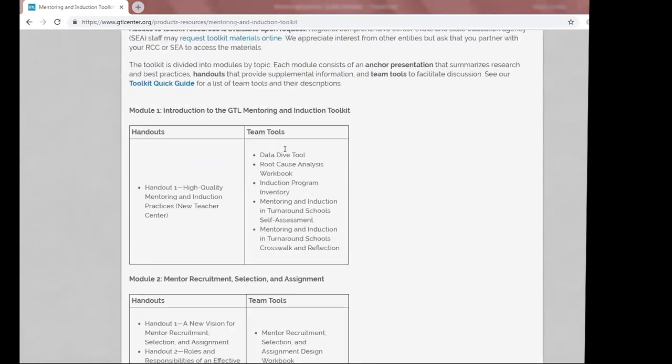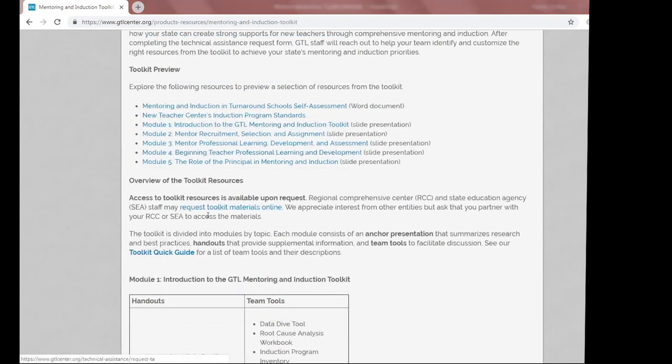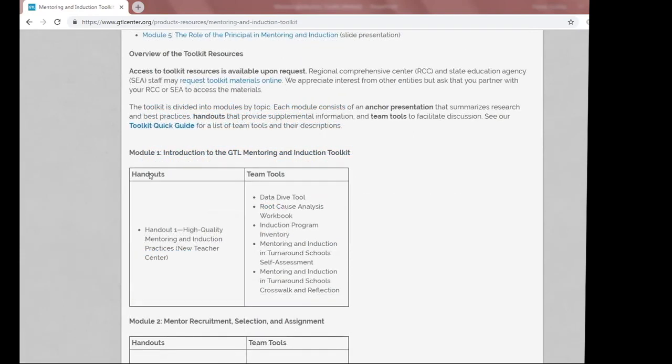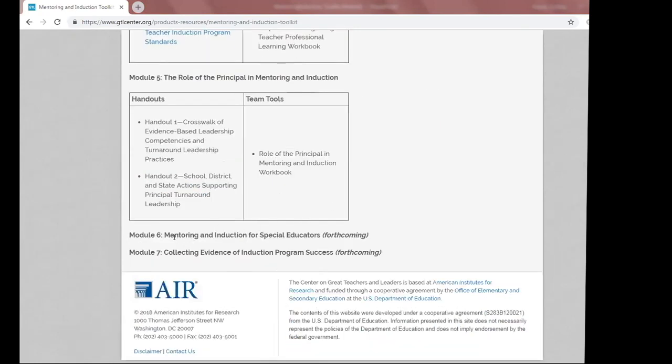There is a link on the page where you can request access to the toolkit materials. Click this link to request any of the handouts or team tools, and we will make sure that you receive those. In addition to having all of these handouts and team tools online in the near future, we have 2 modules that are currently in development. One is a module that is specifically devoted to mentoring and induction for special educators, and another is around collecting evidence of induction program success.